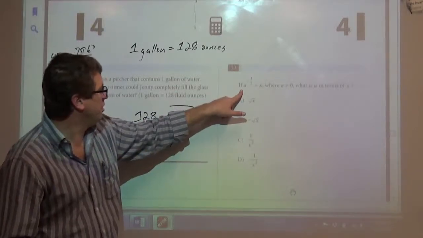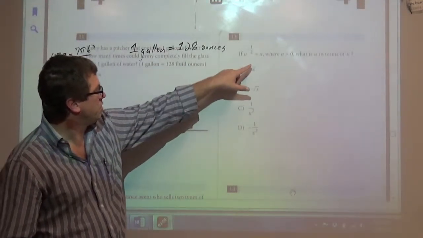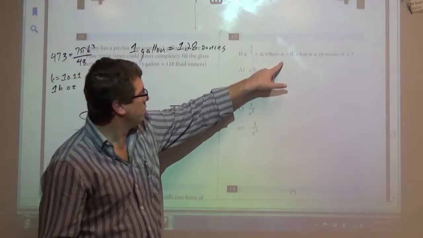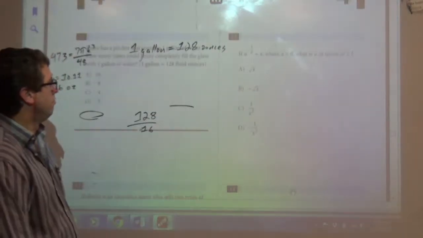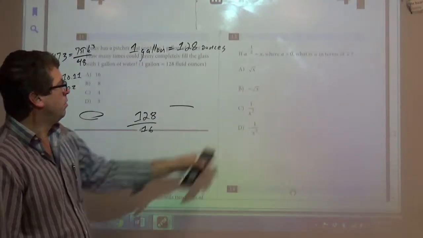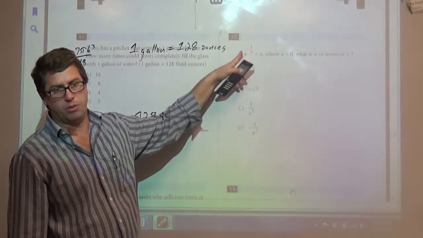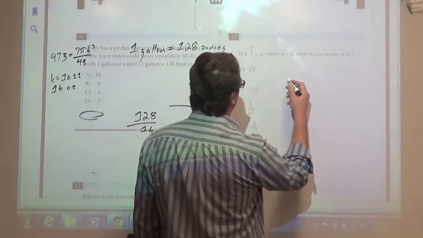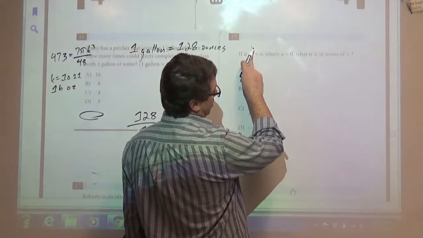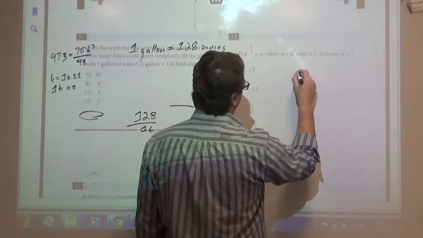Alright, for number 13, if A is raised to the -1/2 equals x, where A is greater than 0, what is A in terms of x? So really what they want us to do is get A by itself. So I need to do things to get A by itself. First, it'd be helpful to talk about some square root stuff and some exponent stuff.